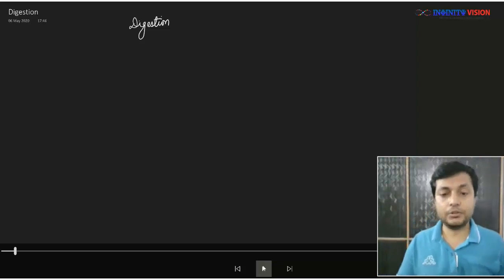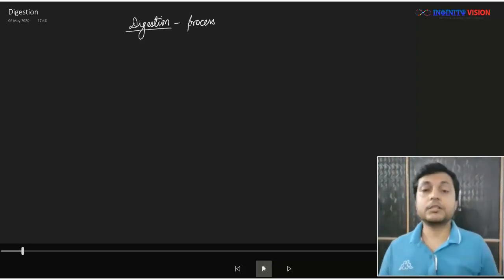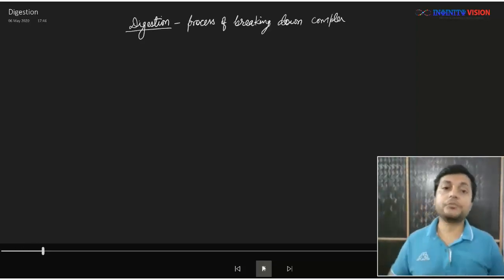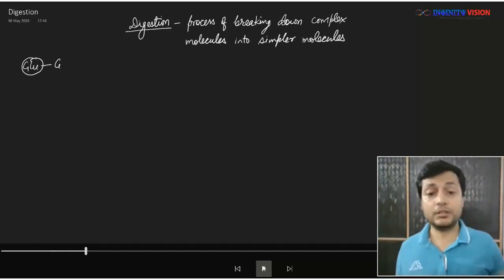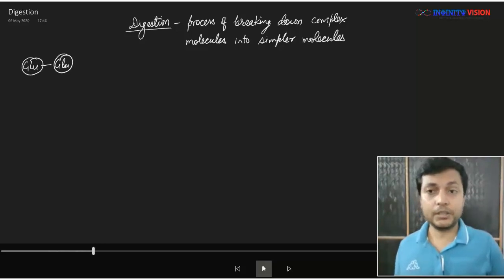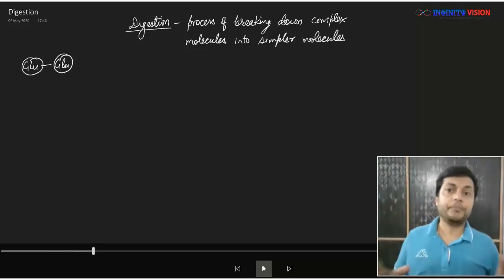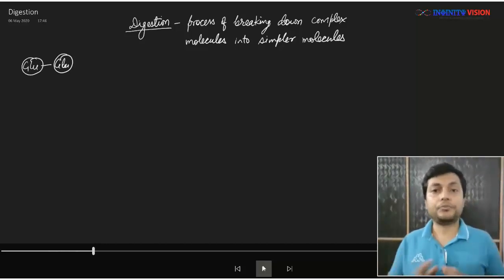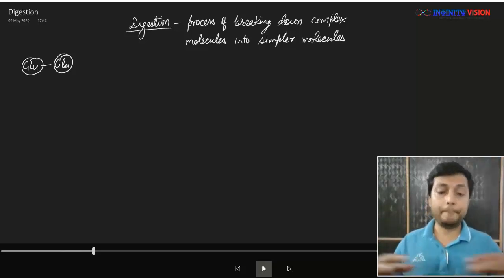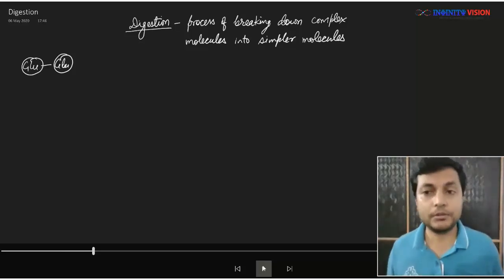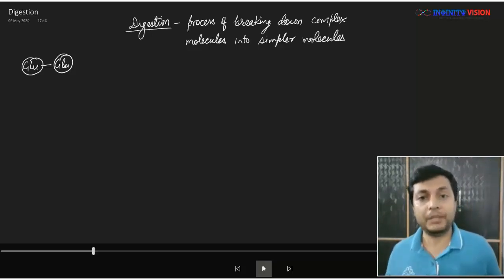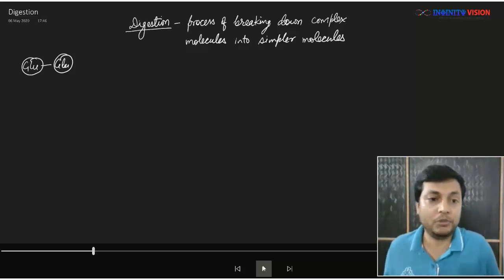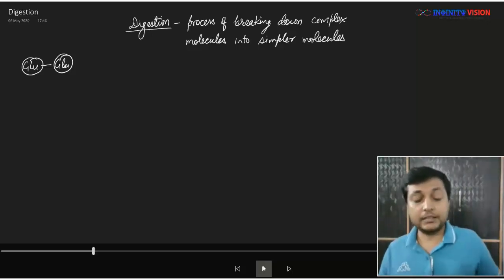Now, what is digestion? The process of breaking down complex molecules into simple molecules is called digestion. Okay, so understand, digestion is the process of breaking down a complex molecule into simple molecules, right? Now, to understand this whole process, you need to understand what is a complex molecule and what are simple molecules, correct? Let's understand.